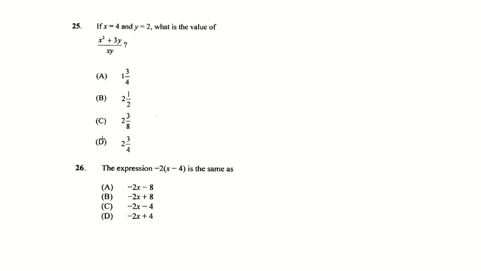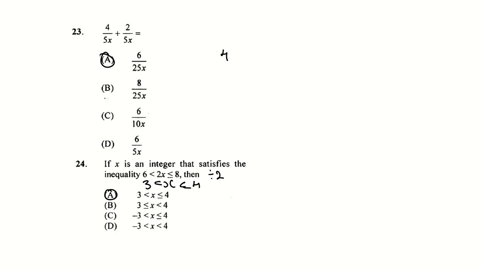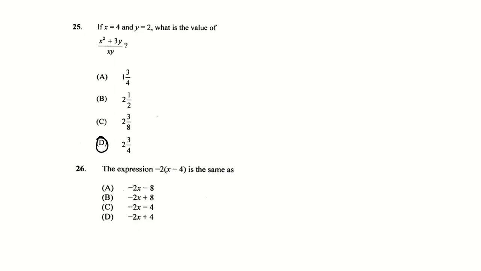Then this one is a repeated question, D. This one here is also, sorry, number 23 is not over 20. You do not multiply or do anything with the numerators. It is 6 over 5x. Right? Number 24, we divide everything by 2, so that's how we got A to be the answer. This one is a repeated question, so it's 2 and 3 quarters. This is also a repeated question. You'll get negative 2x plus 8, so the answer is B.